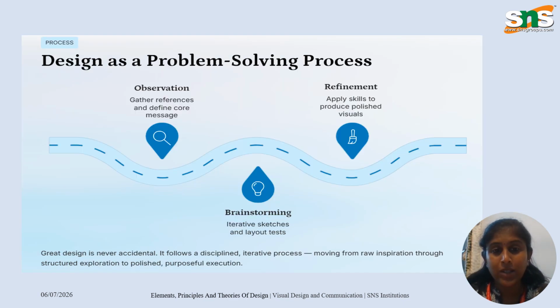Design is not something that happens by accident. It follows a structured problem-solving process. The first step is observation. Designers collect information, study the problem, understand the audience, and define the main message. Next comes brainstorming, where different ideas are explored through sketches and layout experiments. This stage encourages creativity before selecting the best solution.